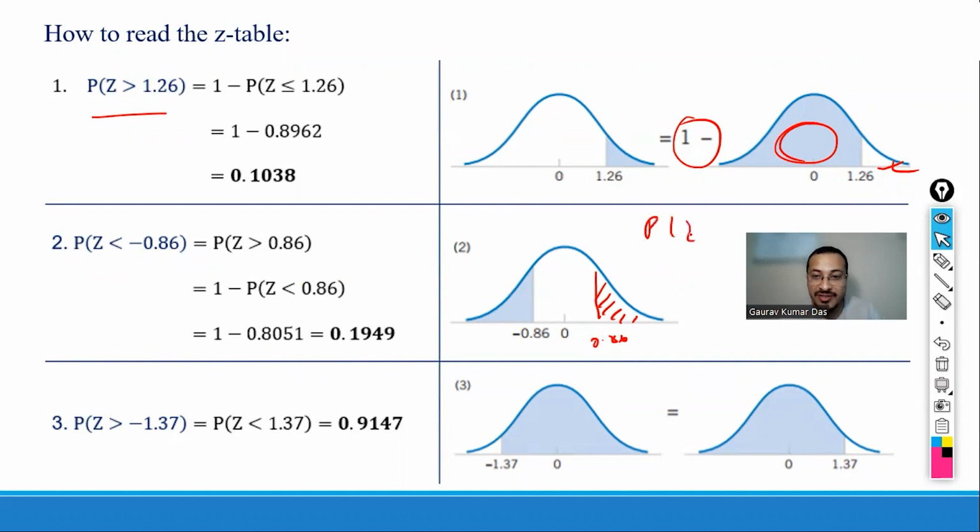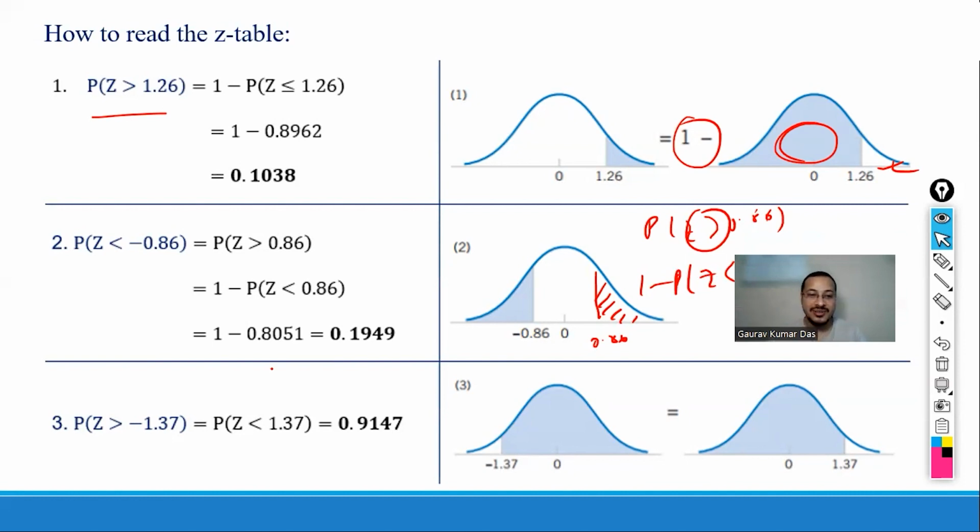Again, probability of Z greater than 0.86, greater than values are not present inside the table. So what we'll do is 1 minus probability of Z less than 0.86. So ultimately it is 19%. So this area is actually 19%.